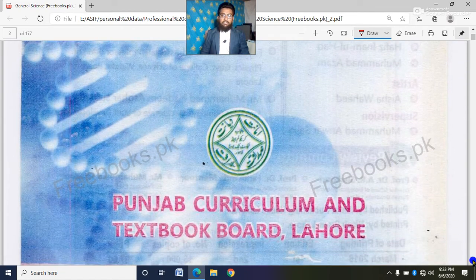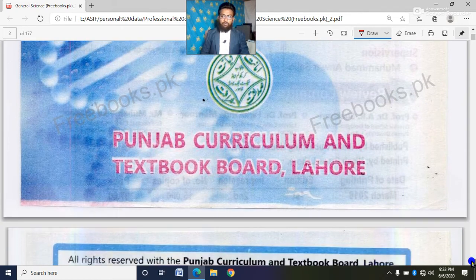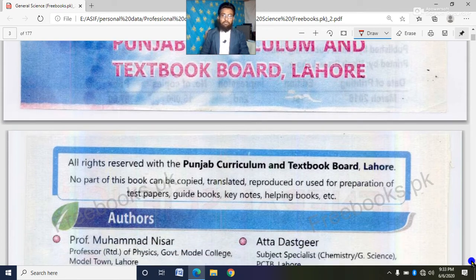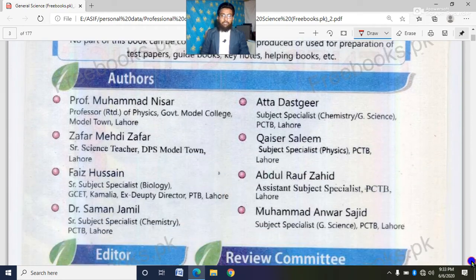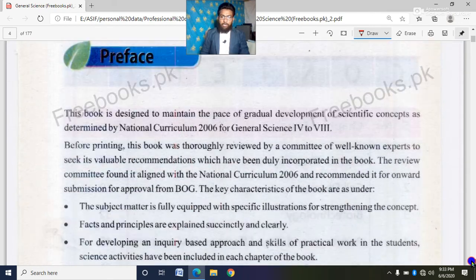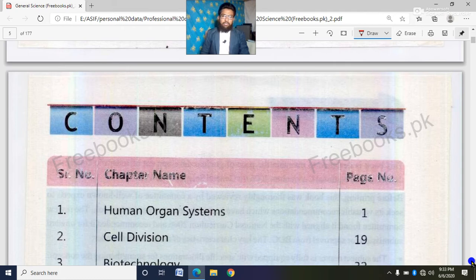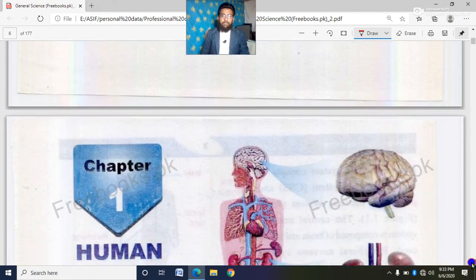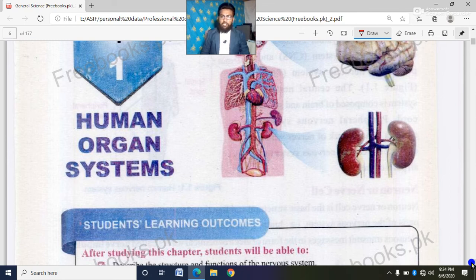Science has different branches. So in this class 8, we will study just three branches of science. These are the main branches of science. The first three chapters belong to the branch biology. The next three chapters belong to the branch chemistry, and the next five to six chapters belong to the branch physics. Dear kids, first of all, we will start the portion of biology, chapter number 1. Dear kids, chapter number 1 is human organ systems.